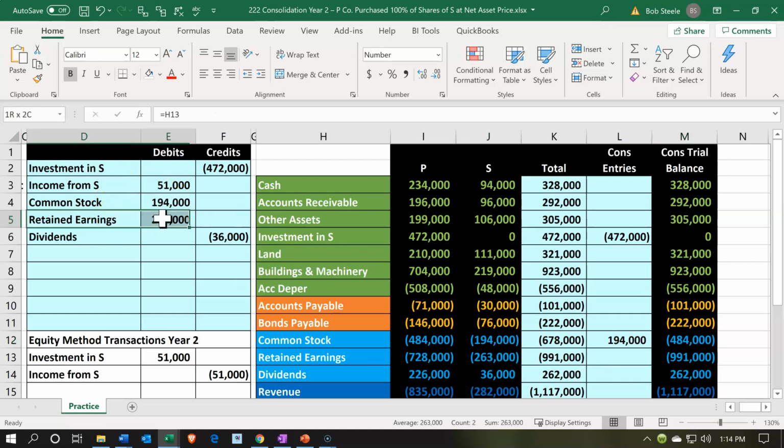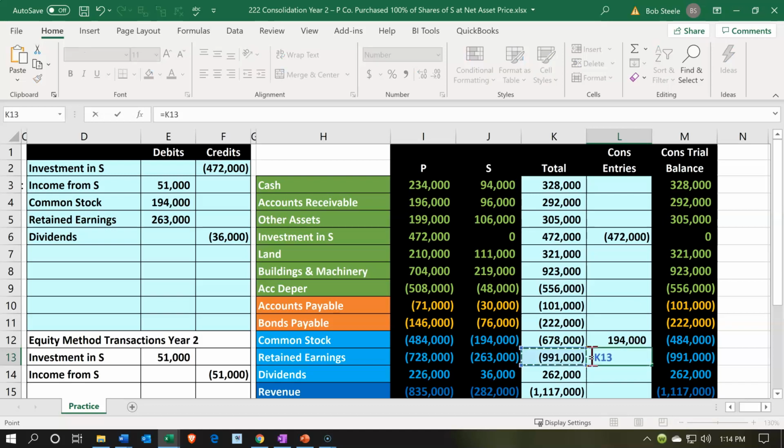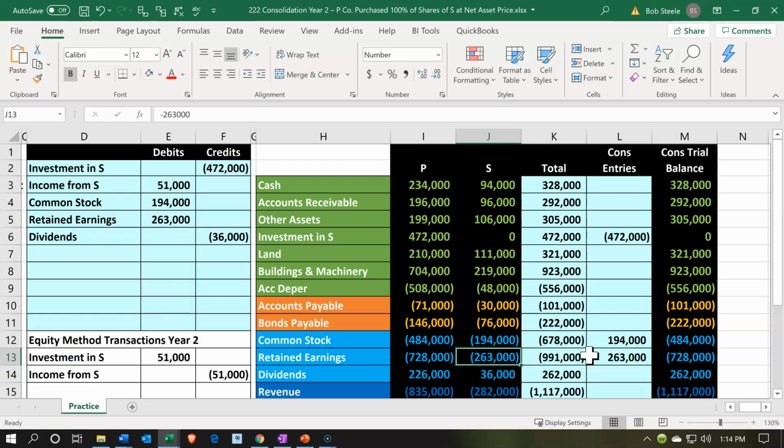Then we're going to do the retained earnings. Same kind of thing here, we're in retained earnings. We're going to say this equals. Scrolling up to the retained earnings, there's the 263,000. So here's what P had, here's what S had, there's the total. Then we removed S's portion. It's gone back to what P had here.